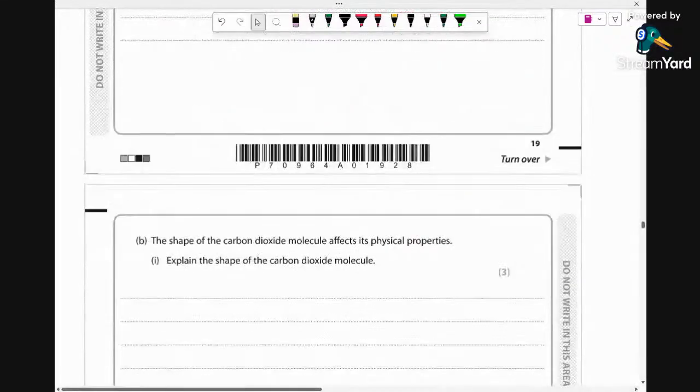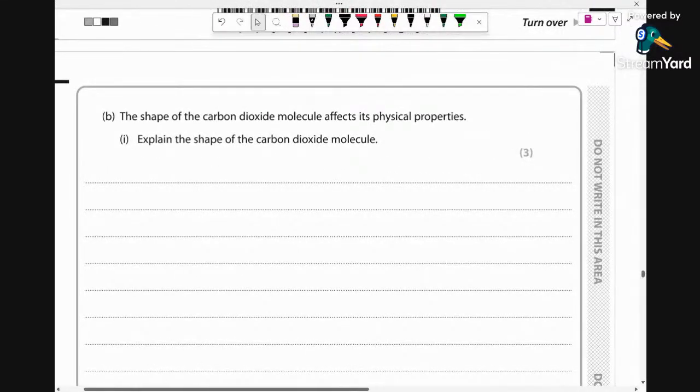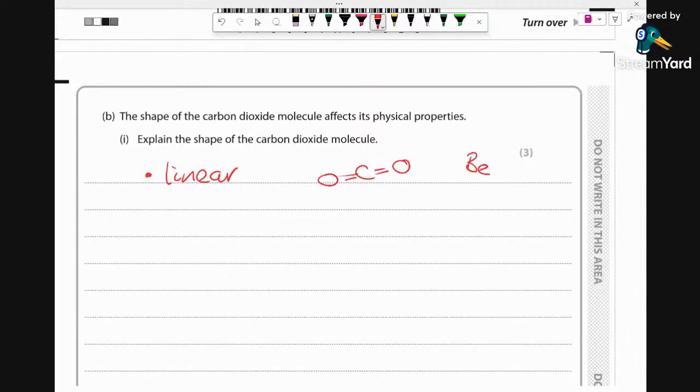Dead nice. Next, the shape of the carbon dioxide molecule affects its physical properties. Explain the shape of the carbon dioxide molecule. Okay, so first of all, bullet point number 1, straight off the bat, you should know that it's linear. There are 2 examples of linear that you need to know: carbon dioxide being linear and beryllium dichloride being linear. Those are your 2 examples of linear. Now, there are no lone pairs around the central atom of carbon.